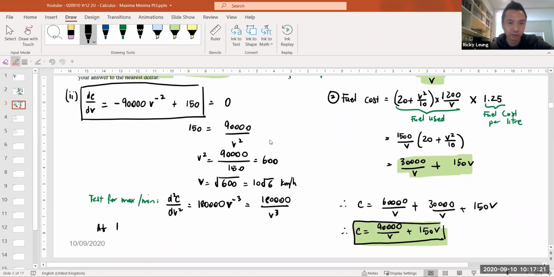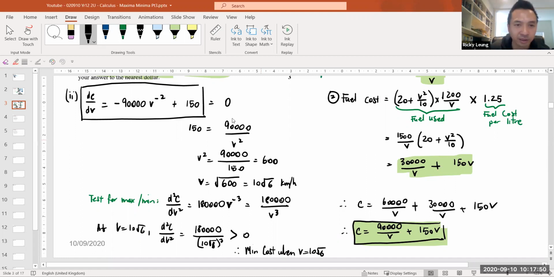So you go at V equals to 10 root 6. The second derivative for cost is 180,000 over 10 root 6 cubed. Now, whatever that number is, it's always going to be greater than 0. So therefore, minimum cost when V equals to 10 root 6.